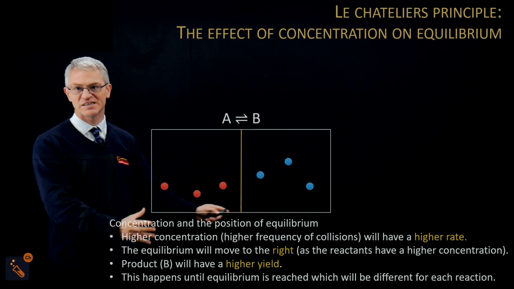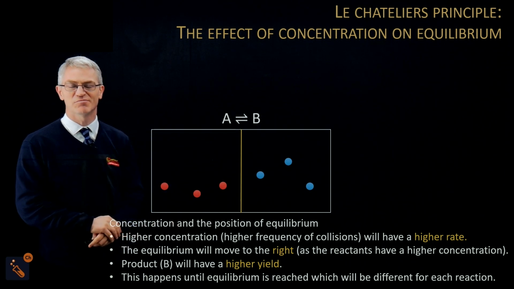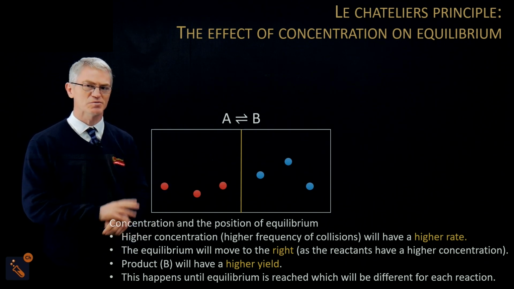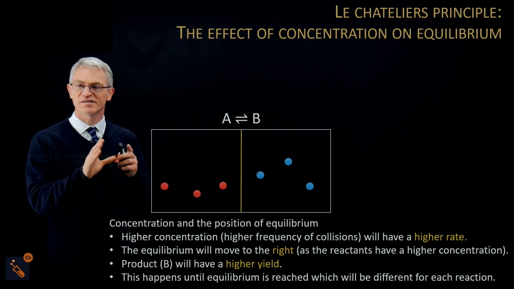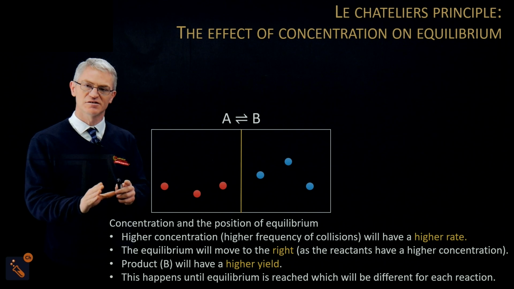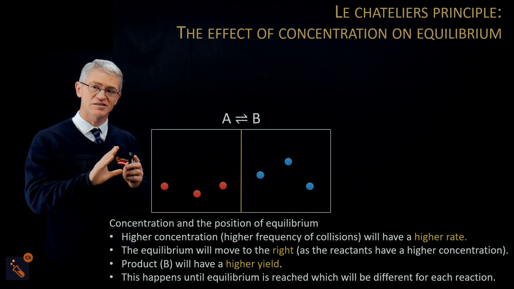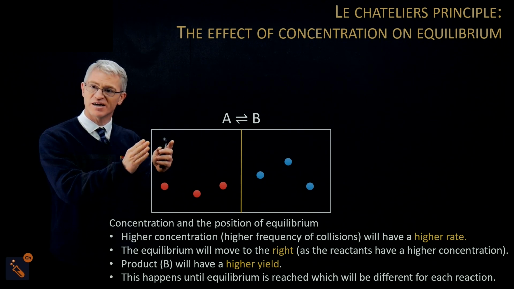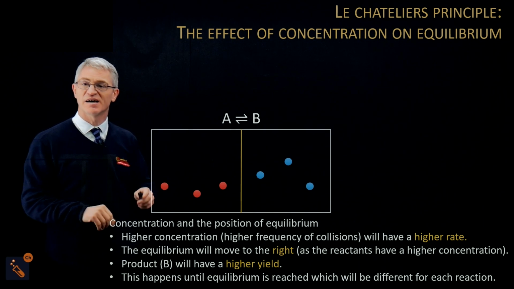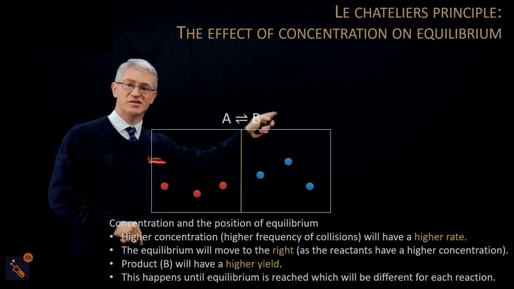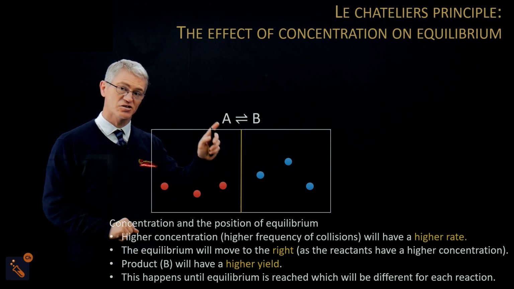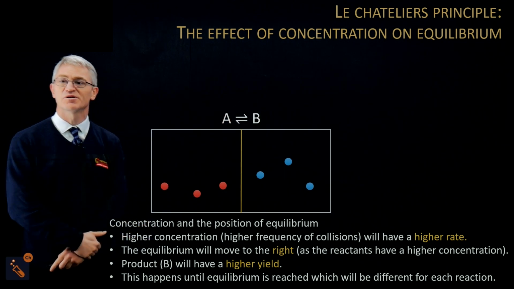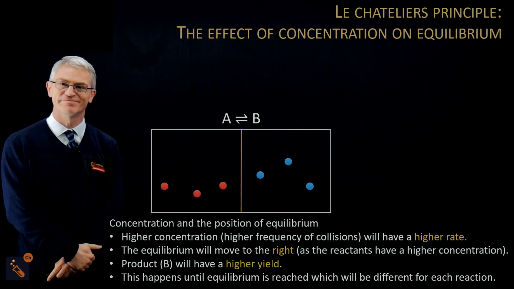Now, I've shown you a really simple example here, but you can get much more complicated examples, but the principle is the same. If you increase the concentration of one thing in the reaction, Le Chatelier's principle says that the reaction itself will lower the concentration of that, and it's usually by going in the opposite direction to make the product. And it's usually if you add more reactant, you're going to make more product, and it makes sense because of frequency of collisions.